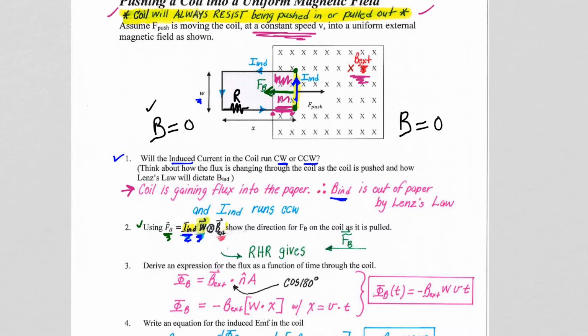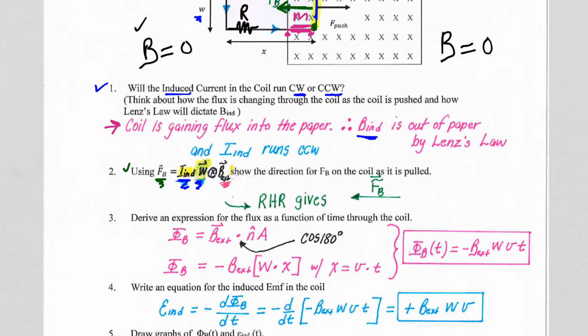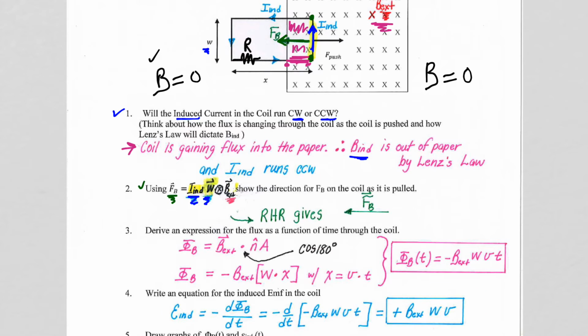So even though we have our B dot nA, where B is B external, it's into the paper. The n hat is, by convention, right-hand Cartesian coordinate system, out of the paper, cosine of 180. So my flux is going to be negatively valued. We'll see why that makes sense in a moment. Area is length times width, so we have length times width.